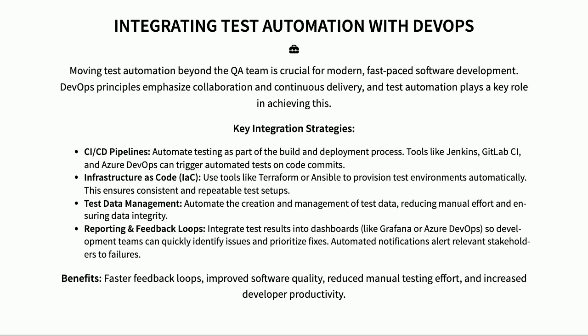We also need consistent environments, so infrastructure as code tools like Terraform help us create and manage those test environments automatically. And don't forget about data. Automating test data management is huge for reducing errors. Finally, make sure everyone knows when things fail. Integrated reporting and automated notifications keep everyone in the loop.